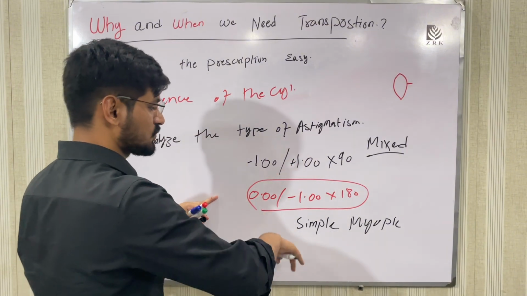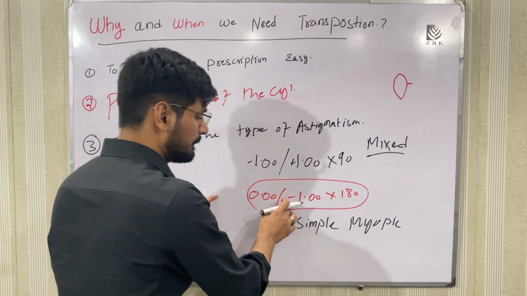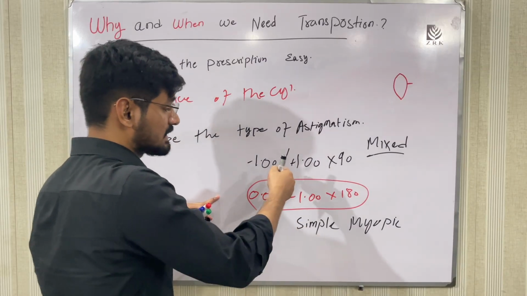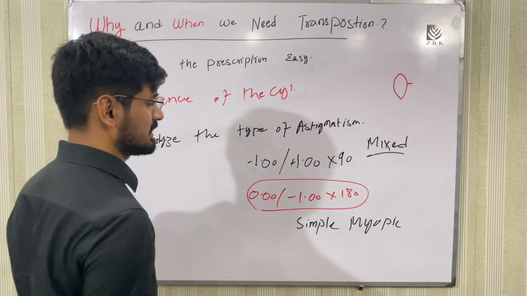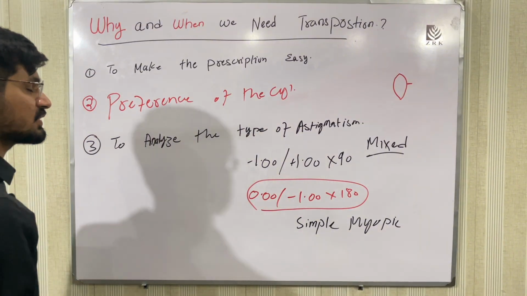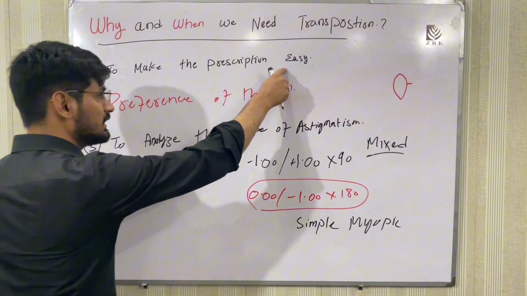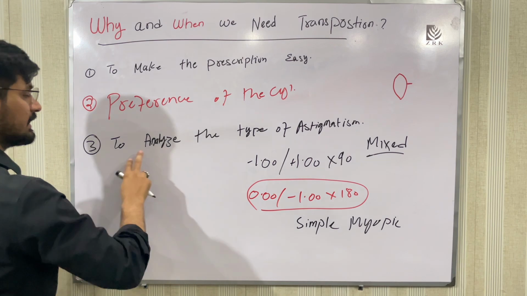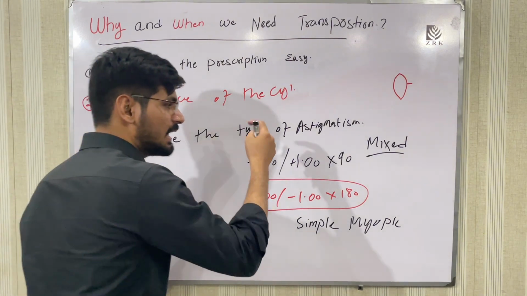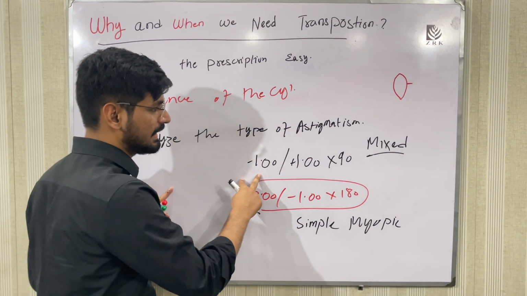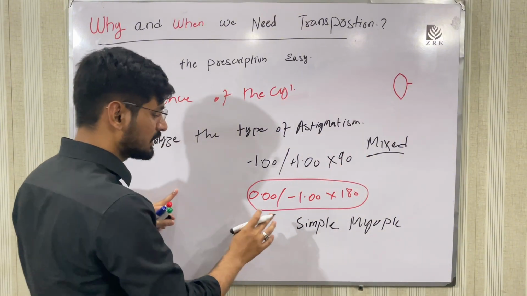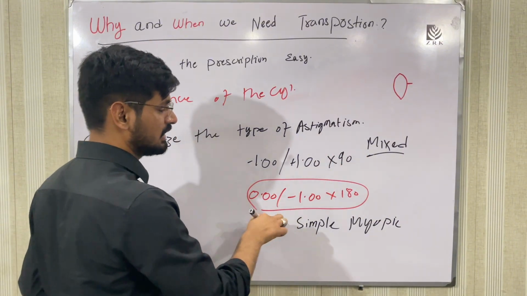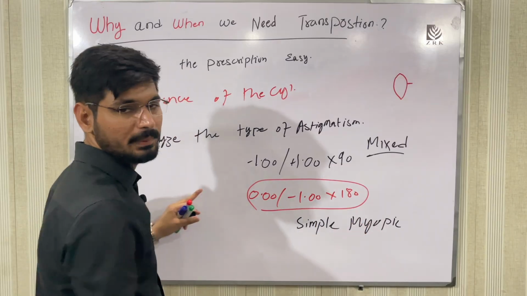But after transposing the prescription, we are able to see that this is a simple myopic astigmatism. Why and when do we need transposition? To make the prescription easy, for preference of the cylinder, to analyze the type of astigmatism. Here this prescription looks like a mixed astigmatism, but after transposing it will come into a simple myopic astigmatism.